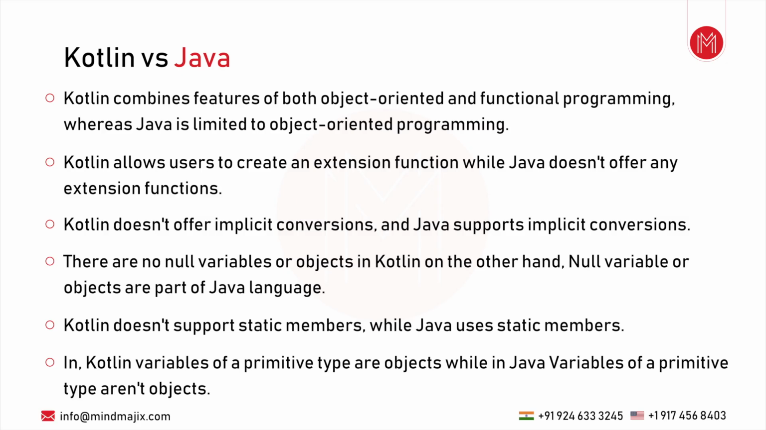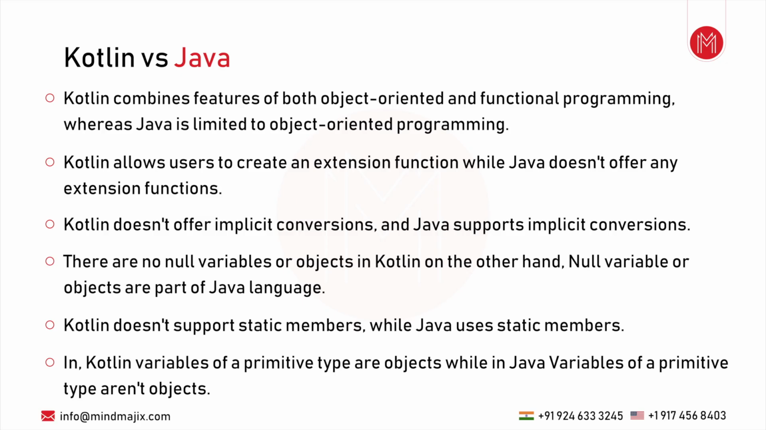There are no null variables or objects in Kotlin. On the other hand, null variables are part of the Java language. Okay, so Kotlin is null safe. Kotlin doesn't support static members while Java uses static members. And in Kotlin, variables of primitive type are objects, while in Java, variables of primitive types are not objects.